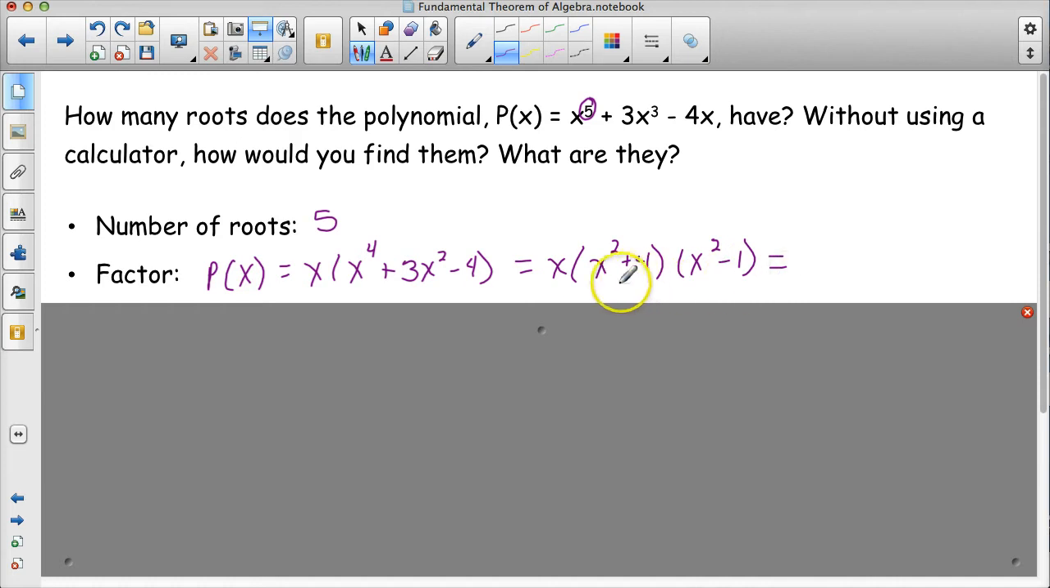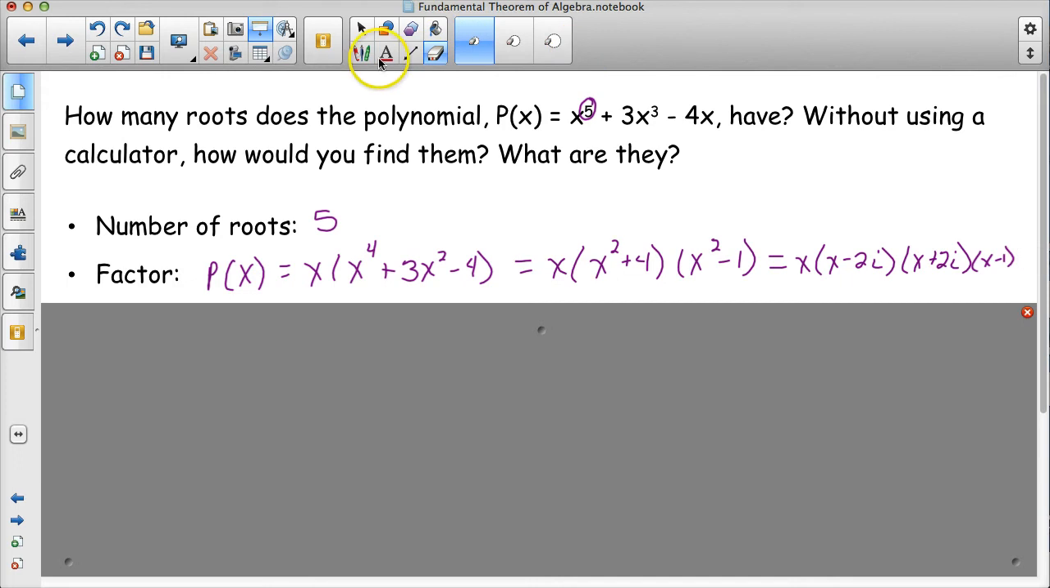Well, let's take a look. This is a sum of 2 squares. Well, we know that can be factored into imaginary complex factors. In other words, this becomes x minus 2i and x plus 2i. And x squared minus 1, that's a difference of 2 squares. I know how to factor that also. That's x minus 1 and x plus 1. Hard to fit that last one in there. Let's write it down below. Now I have all my prime factors.